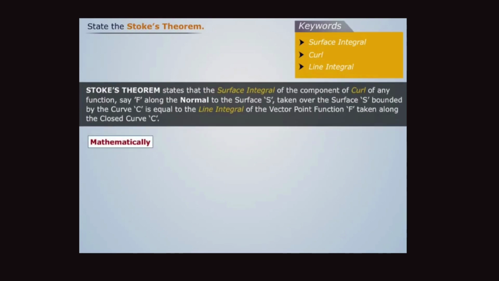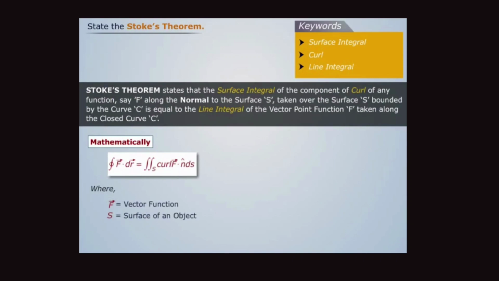The mathematical expression of the Stokes theorem is where f vector is the vector function, S the surface of an object, dr vector the position vector, and n cap the unit normal vector.